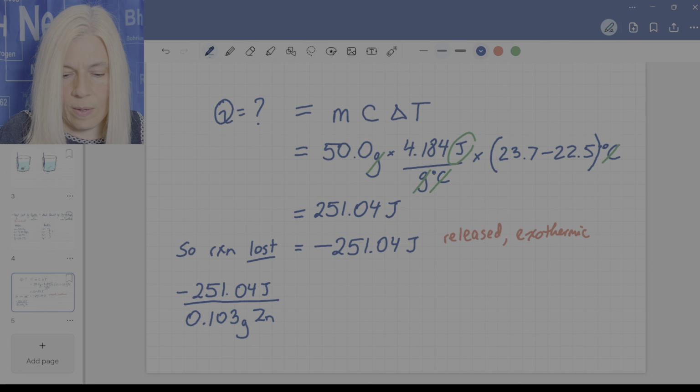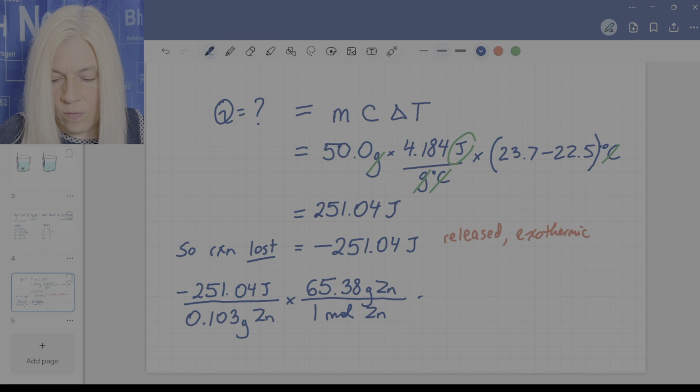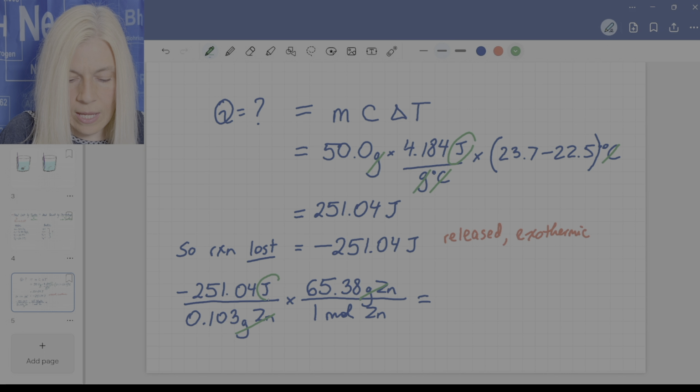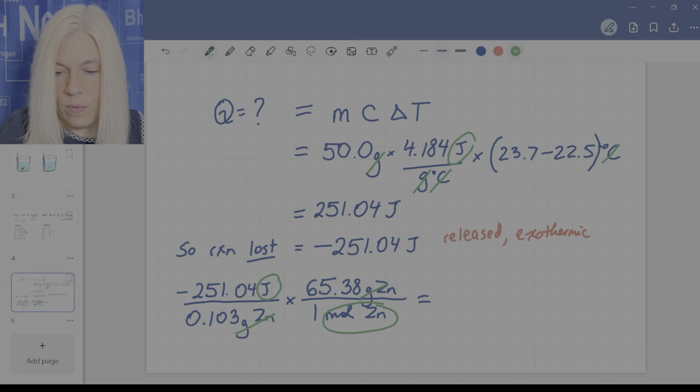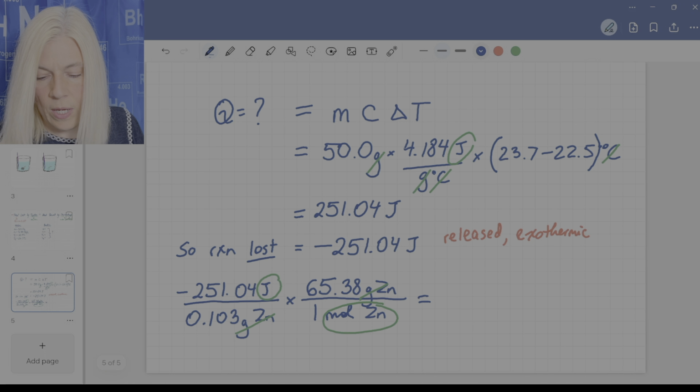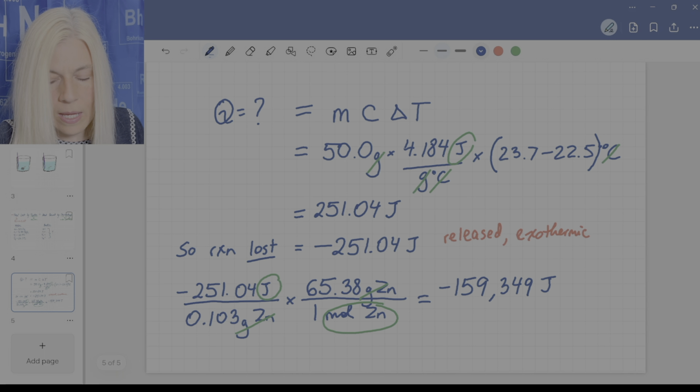So let's change these grams to moles. This is times the molar mass of zinc, from the periodic table: 65.38 grams of zinc per 1 mole of zinc, yes? And so my grams of zinc cancel out. I'm going to have joules per mole, which is what I want. I'm going to have a negative 159,349 joules per mole.